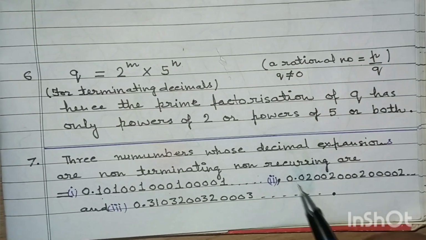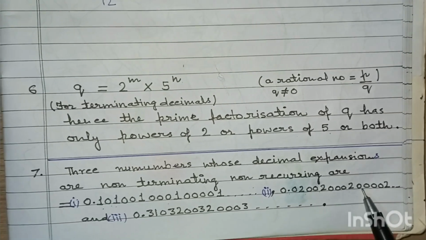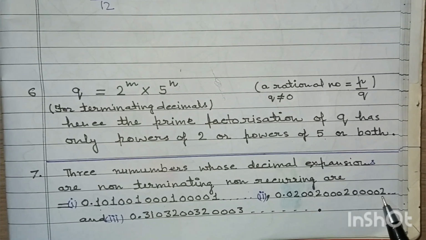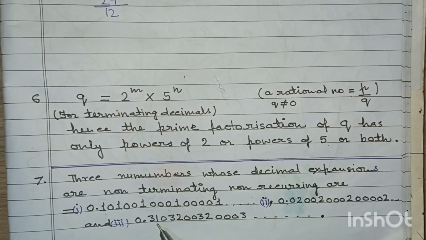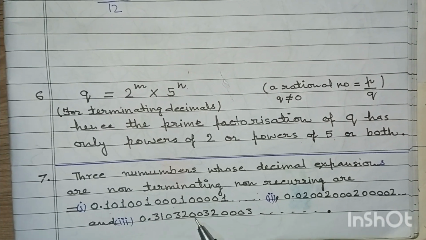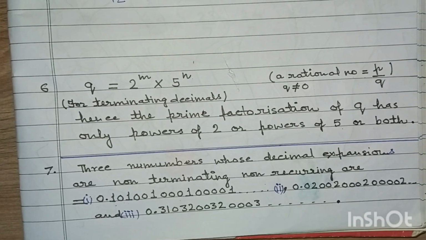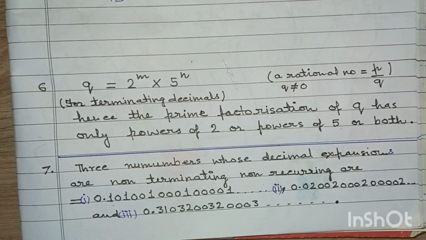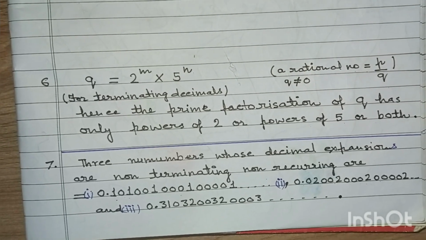Second, 0.020020002 0.00002..., and third is 0.3103200320003... So these three are non-terminating, non-recurring, so irrational numbers.